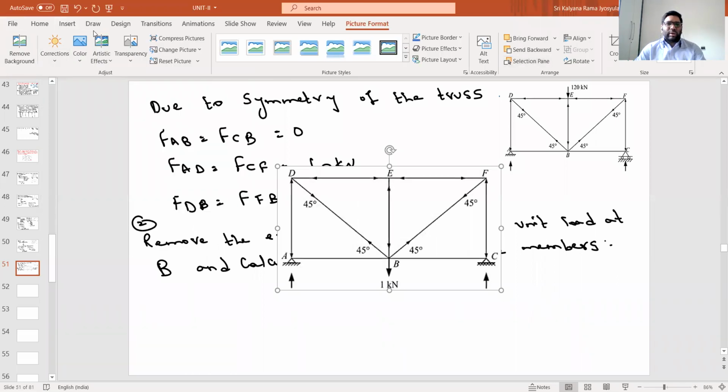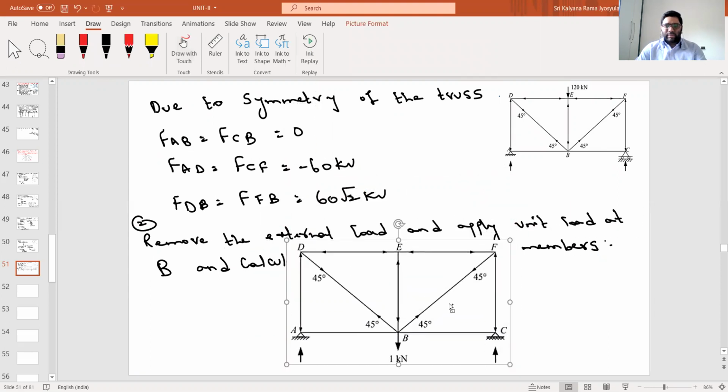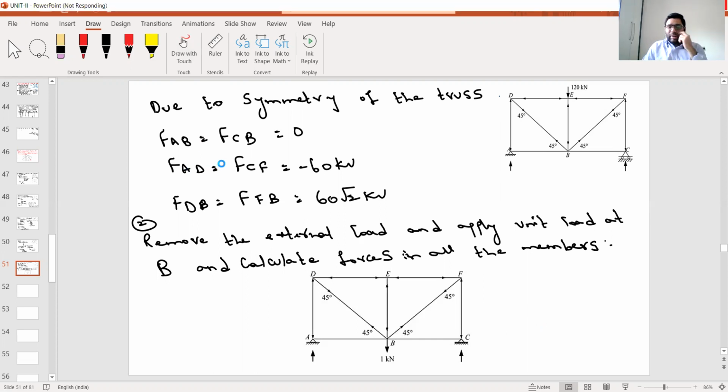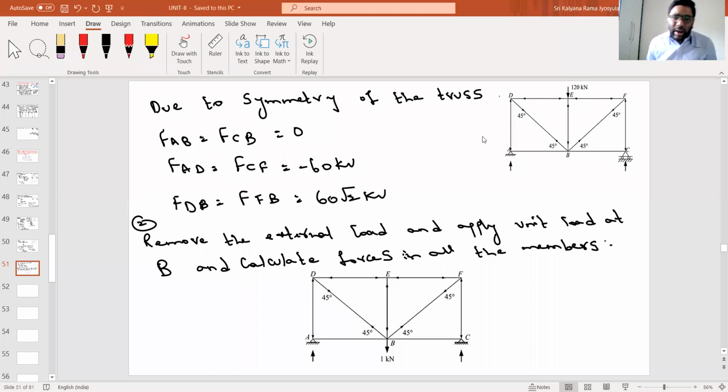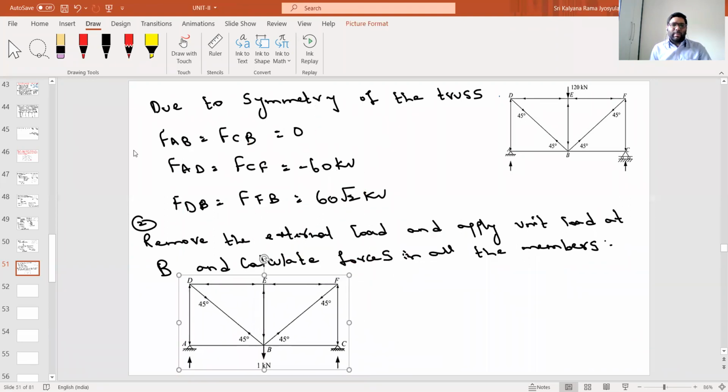So now we need to carefully solve this problem. It is the same process, there is nothing different, everything is the same, but the only thing is applying the unit load at B. The remaining process would remain the same. So RA, RB, RC, everything is the same. Let us first calculate the reactions and then go for calculation of forces in all the members of the truss.